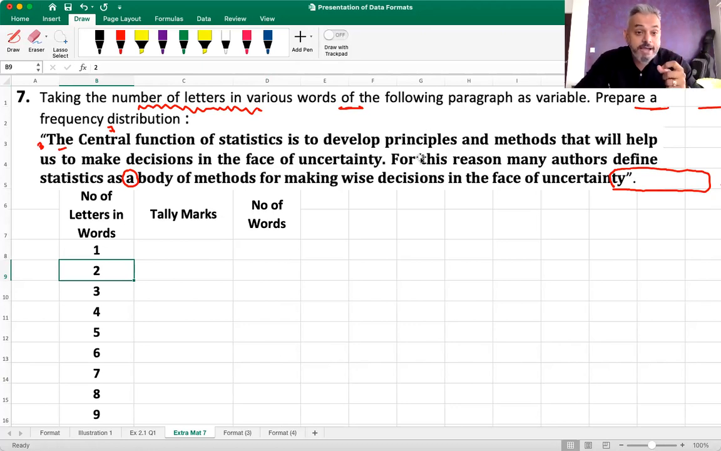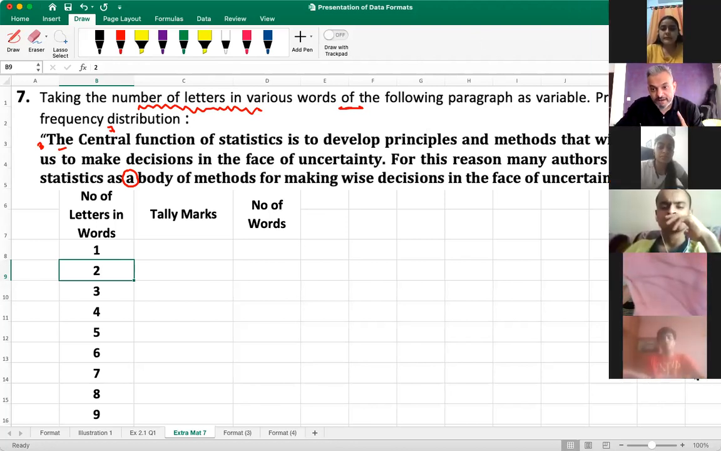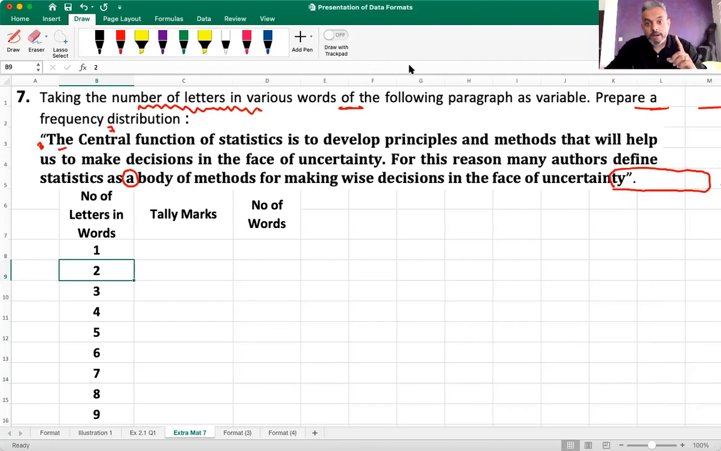कुछ स्टूडेंट्स ने क्या किया, they wrote A B C D E F G till Z. No. Your variable is not alphabets. Variable is number of letters in various words. All of you understood this? अब सबको पता चल गया? किसी को कोई डाउट? Now ध्यान दो.